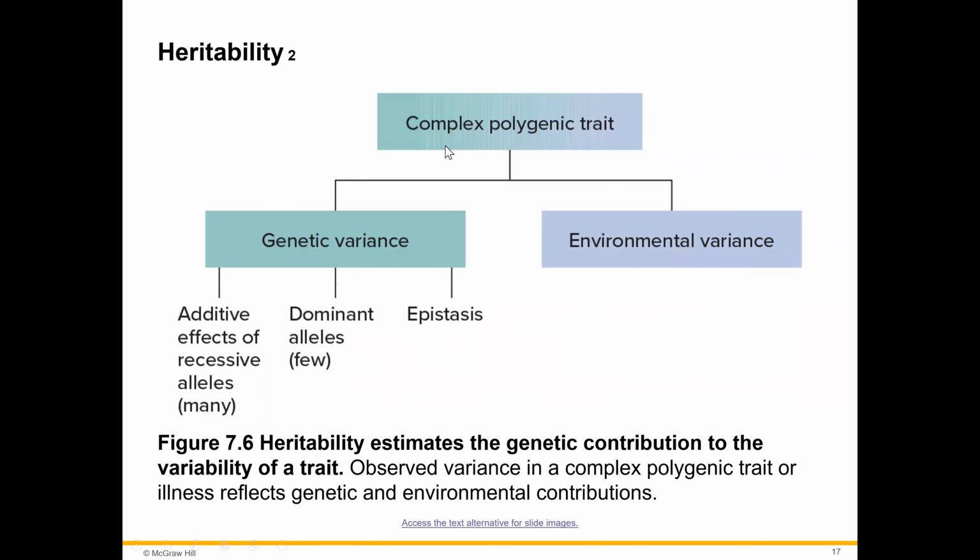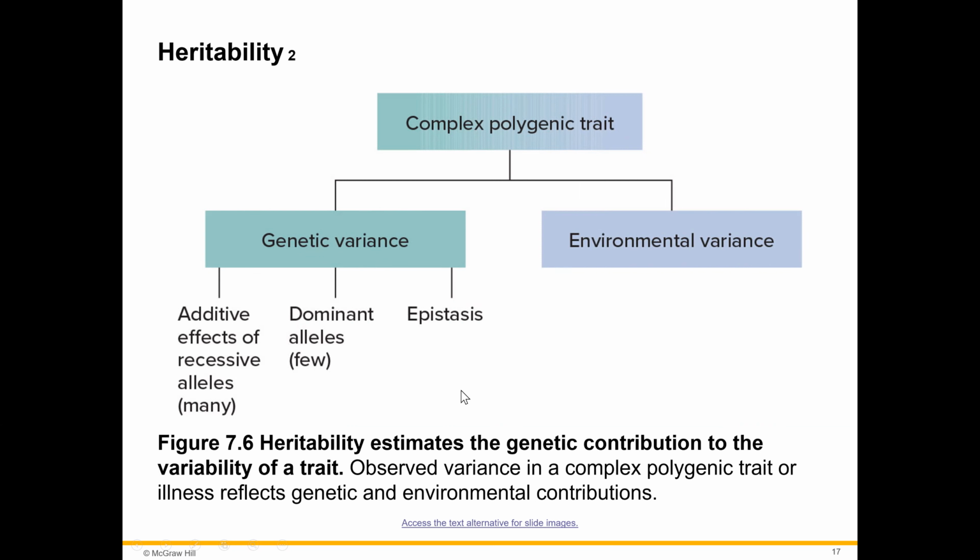Okay, so here are our complex polygenic traits. That means they are determined by many genes and influenced by environment. They are affected by genetic variants, the additive effect of all the recessive alleles, few dominant alleles, epistasis (how one gene affects another gene), and environmental variants. So that all affects complex polygenic traits.